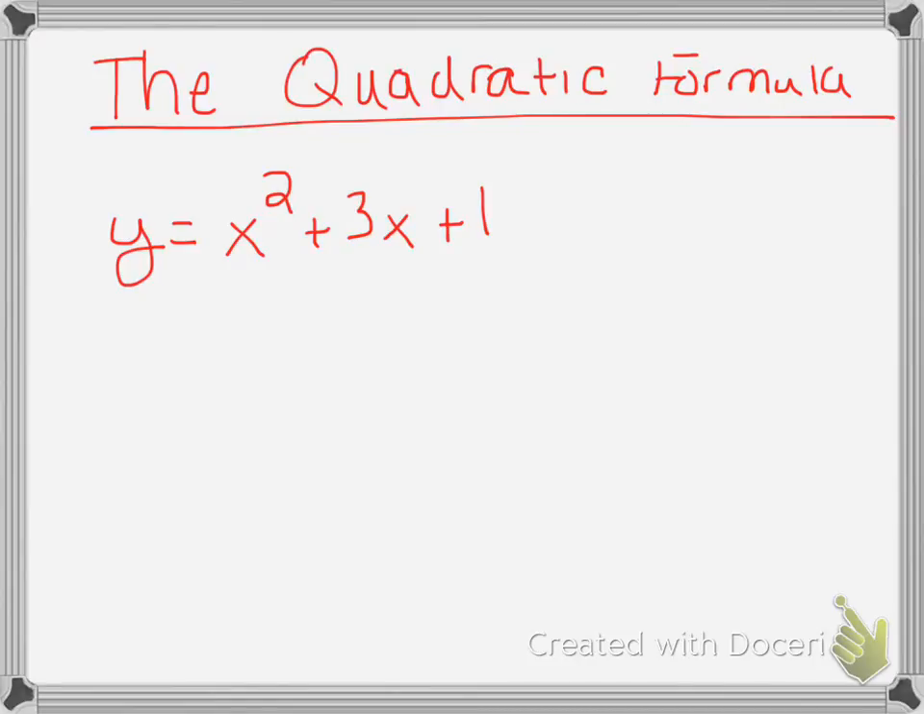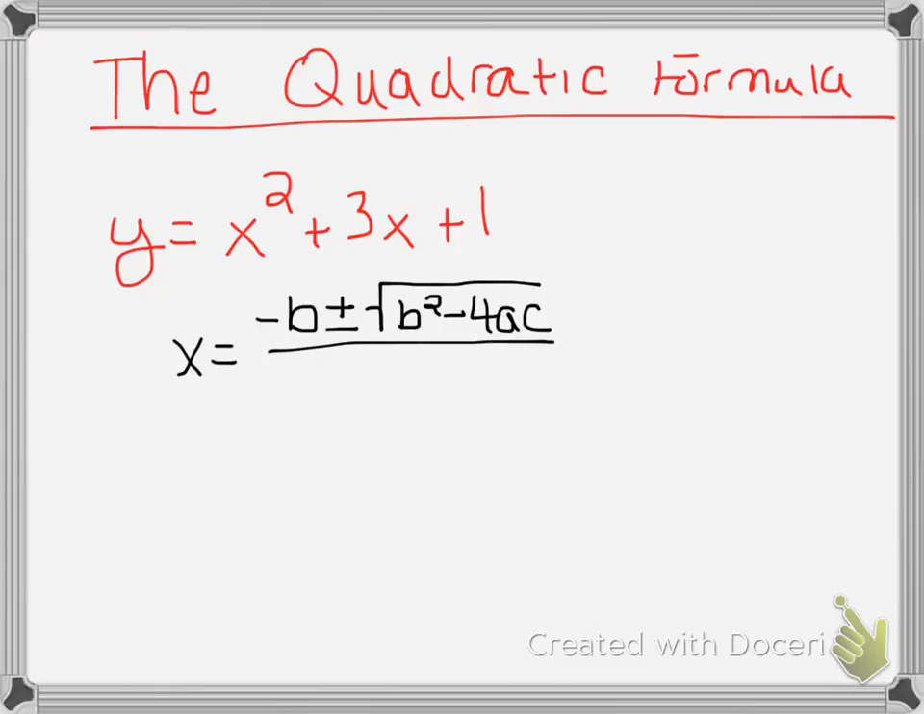So, we have the quadratic formula as x equals the opposite of b plus or minus the square root of b squared minus 4ac, over 2a. So this is the quadratic formula.